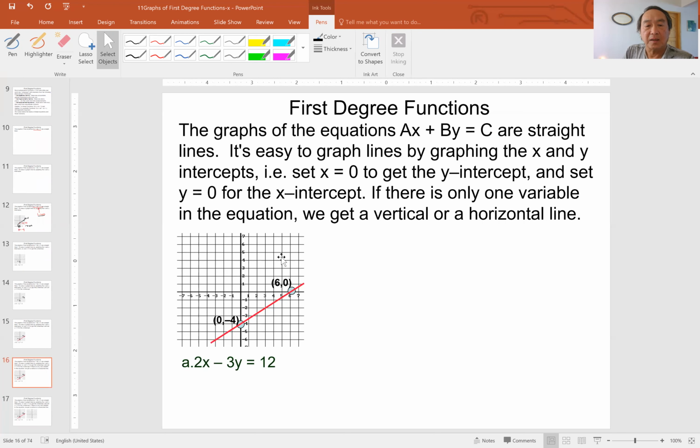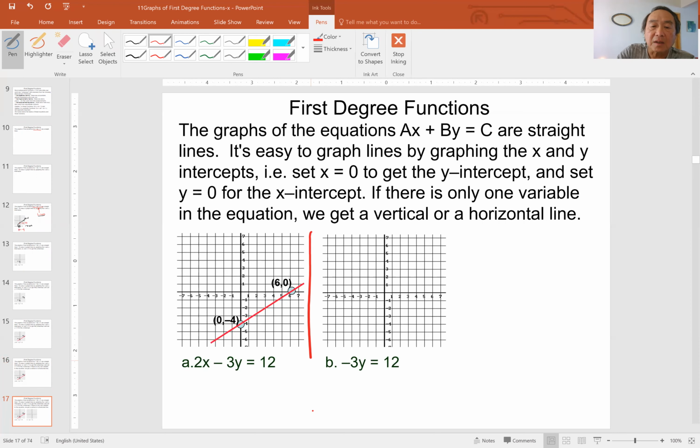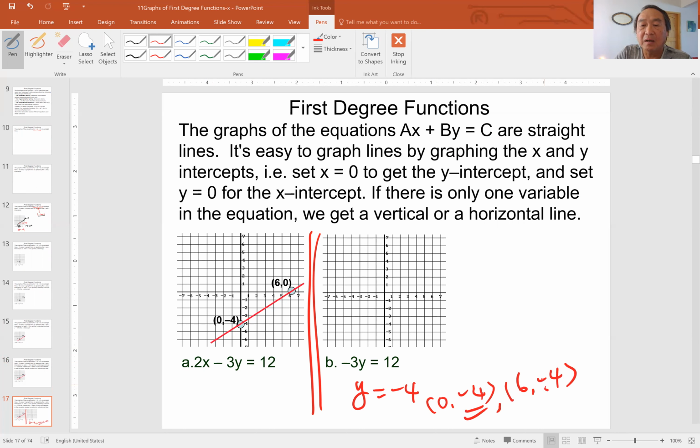Then there are 2 other cases which are quite different. In this case, x is not in the equation. So in other words, this equation says y is -4. If you plot the points where the y coordinate is -4, points (0, -4), (6, -4), we have points down here, and so that's a horizontal line. Y is -4 translates into the position of the point. It's 4 below the x-axis. So that's this horizontal line.